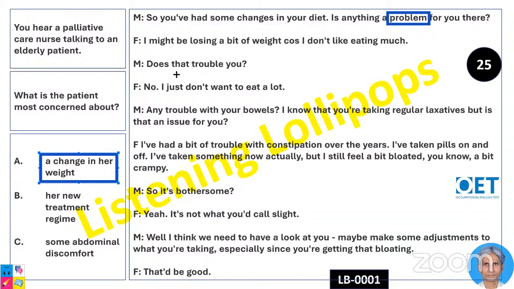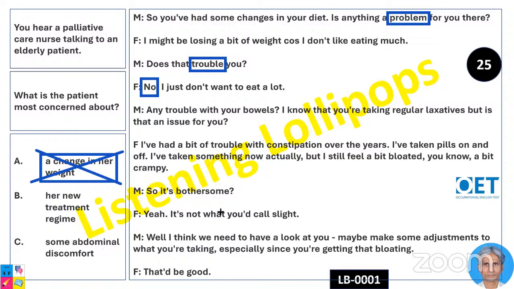Because she says no. Does that trouble you? She said no. That means this option is ruled out. She is not bothered about the change in the weight. She reduced her weight. She is not bothered about that.